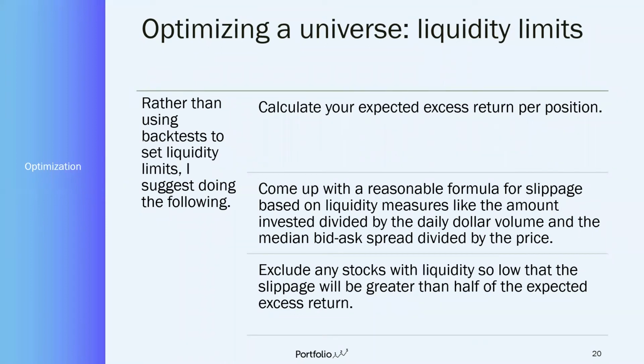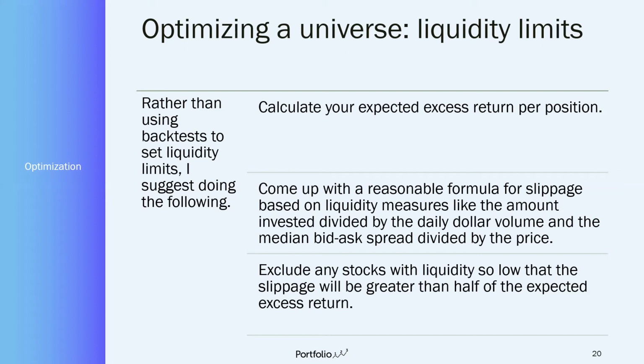Optimizing a universe. Now, liquidity limits are not to be optimized. When you're talking about the liquidity limits in your universe, you really have to rely on your firsthand experience of trading stocks. So here's what I do, and I calculate my expected excess return per position. If my expected excess return per position, in excess of whatever benchmark you choose, is 0, then there's no point in even investing.